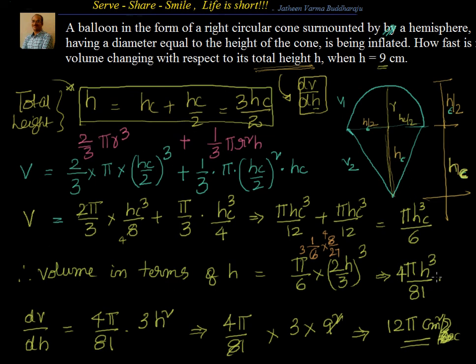Now let's convert the volume in terms of h, because we have to do dv by dh. You take v equal to 4 pi by 81 into h cube and differentiate with respect to h and substitute h value equal to 9. You will get dv by dh equal to 12 pi cm square.